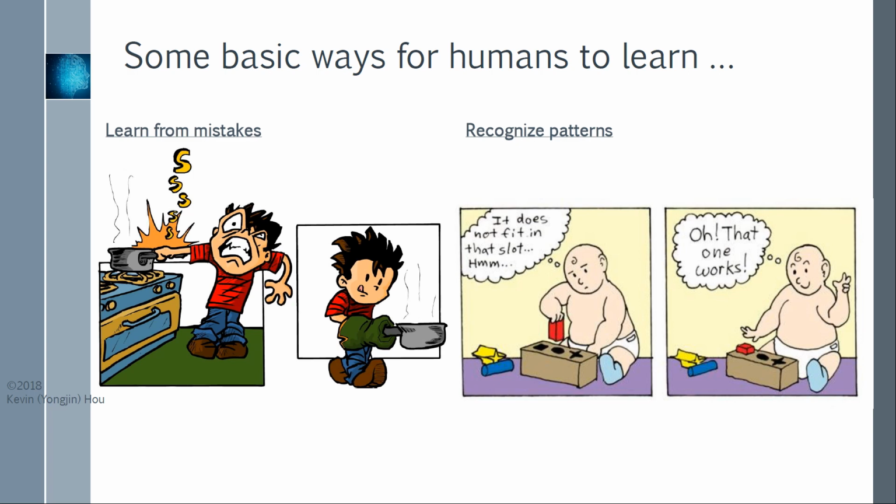Another way for humans to learn is to recognize patterns so that we understand the differences and similarities among things around us, then make proper decisions accordingly. In either way, learn from mistakes or recognize patterns, we often do not learn right away. Instead, we learn through trial and error. During the process, we optimize our behavior.